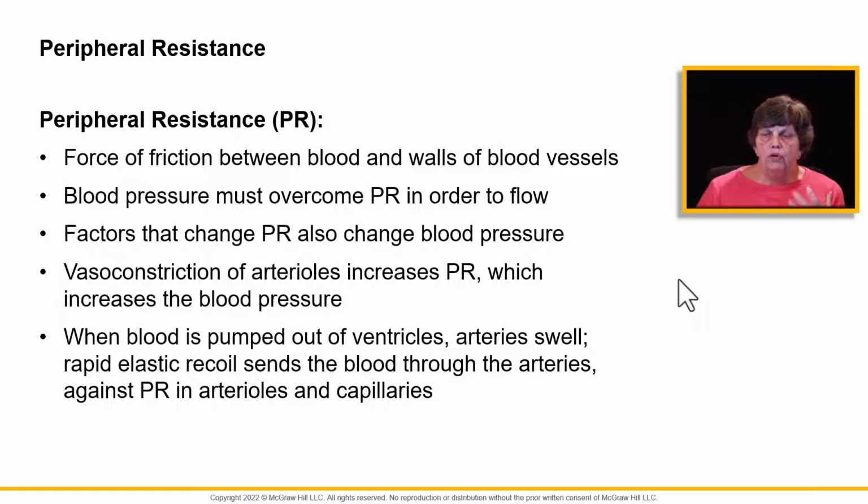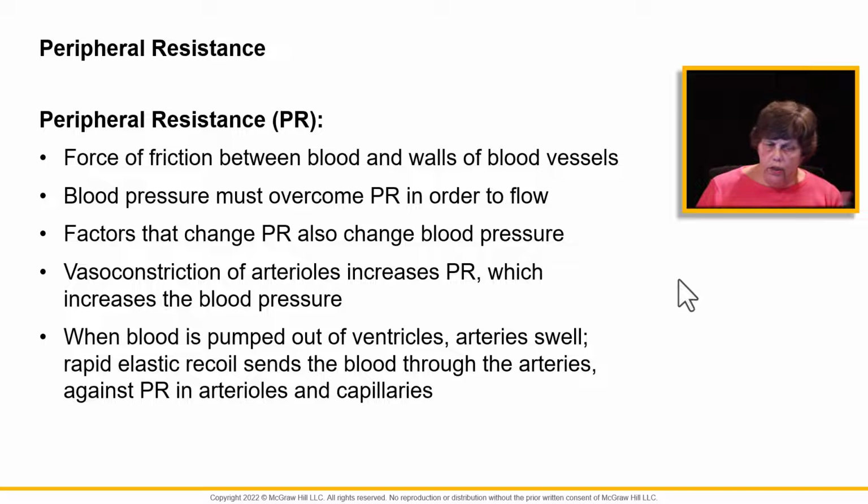All right, peripheral resistance is the force of friction between the blood and the walls of the blood vessel. Pressure has to overcome this peripheral resistance in order for blood to flow. There are several factors that can change that, but the bottom line is that vasoconstriction of the arterioles increases peripheral resistance, which increases the blood pressure.